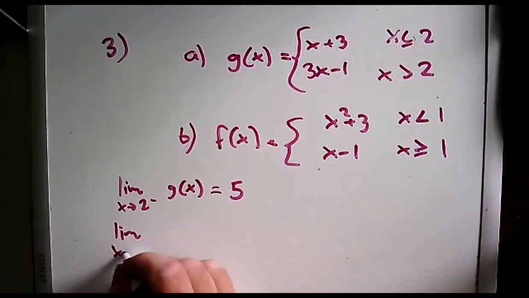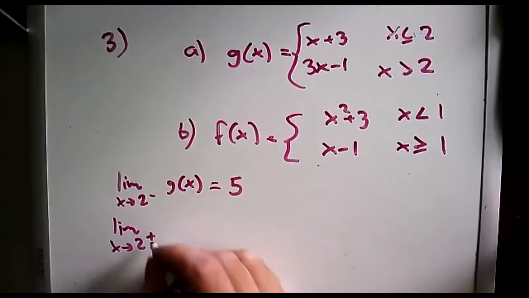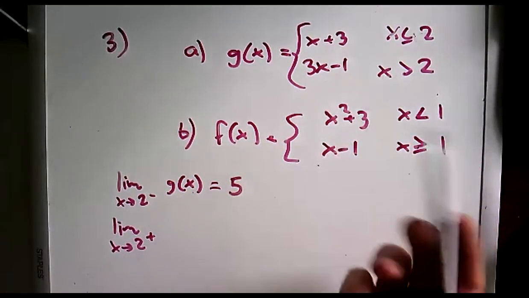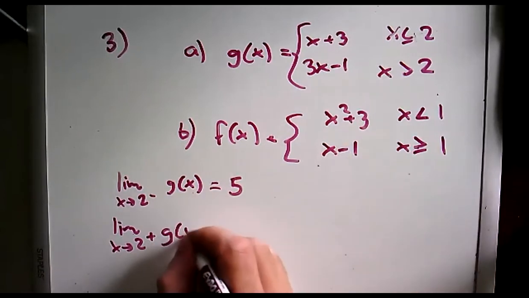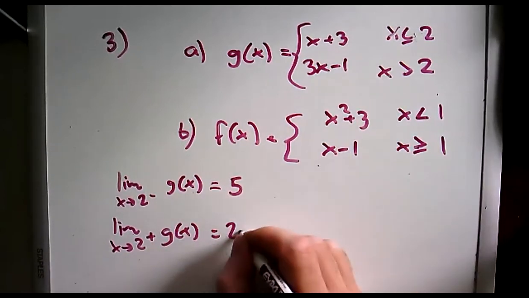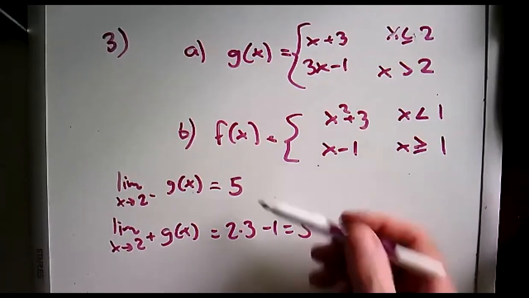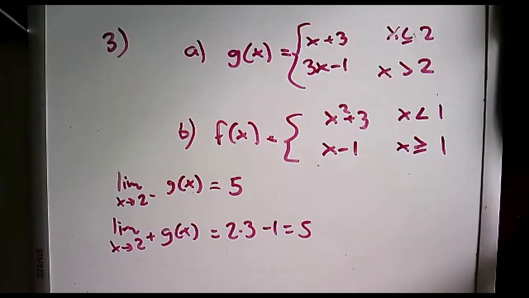Now let's take the limit as x approaches 2 from the right. We're approaching from the right, so we have values of x that are greater than 2, so we'll use the second definition. And when we do that, we get 2 times 3 minus 1, which is also 5. So since those two match up, we're in good shape on the limit part.